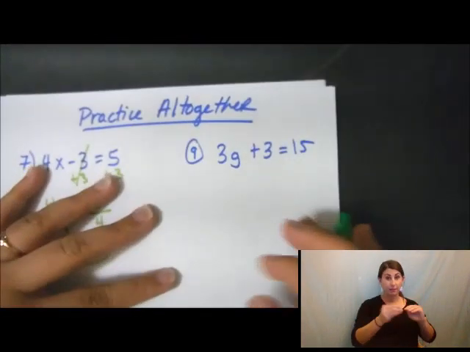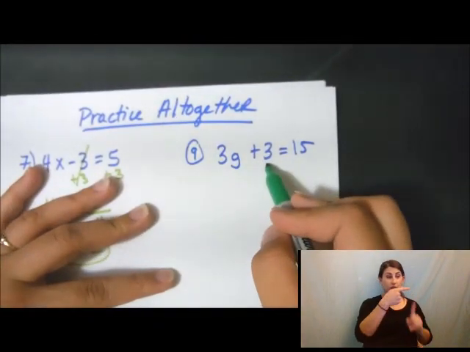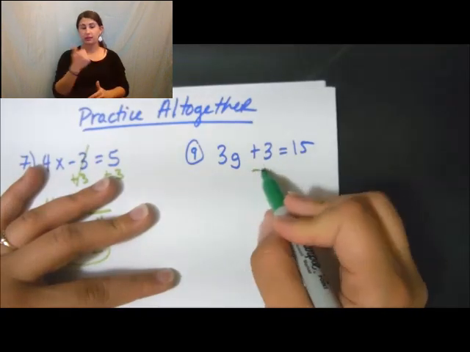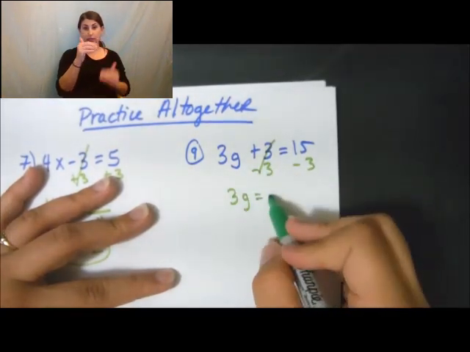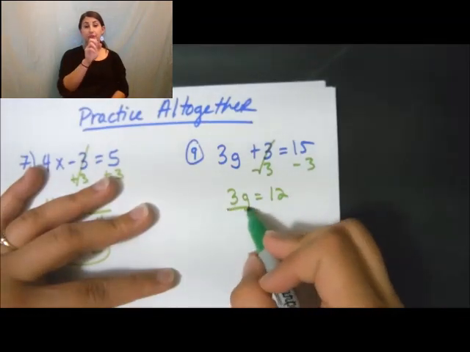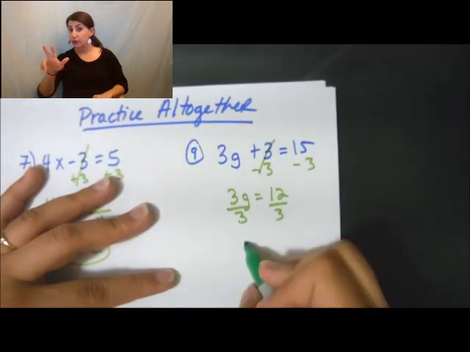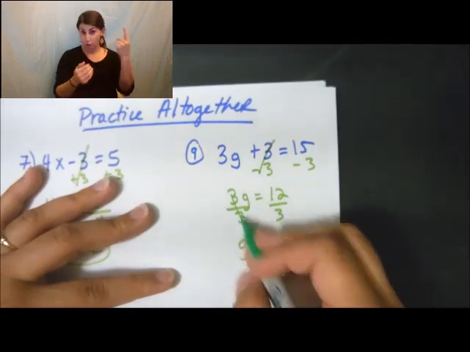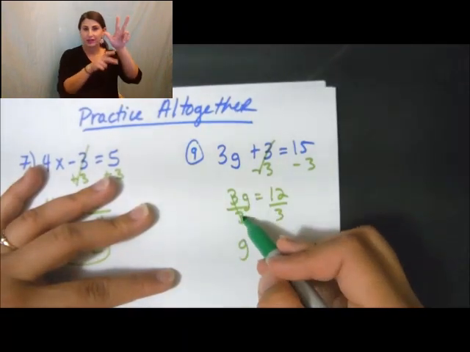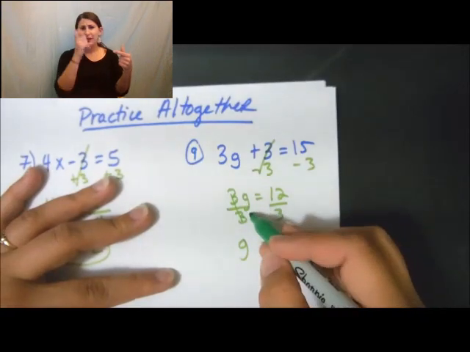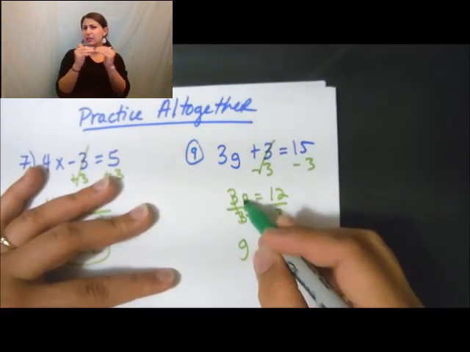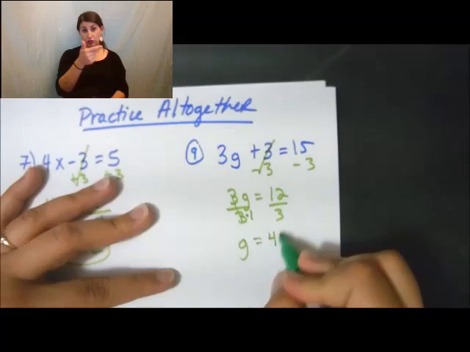All right, let's go to number 9. 3g plus 3 equals 15. So I'm going to minus 3 on both sides. 3g equals 12. Then divide by 3, that simplifies to 1, because 3 divided by 3 is 1, and g is still there, because it's like g divided by 1. Okay, so g equals 4.